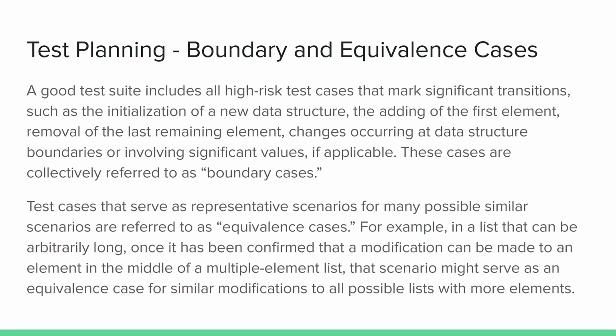But we also then have test cases that represent a broad category of similar scenarios. For example, a list can be any length. If I've already established that I can add an element to the middle of a relatively long list, there's no real benefit to testing to make sure that I can add to the middle of a slightly longer or slightly shorter list. I would consider my one scenario to be representative of adding to the middle of any long list. So those serve as equivalence cases. I have one test case that's representing many other test cases.